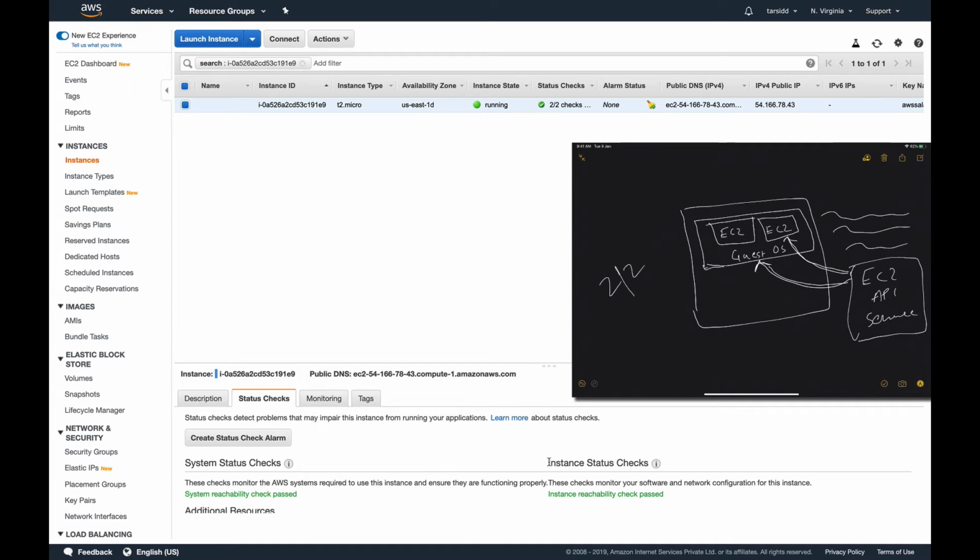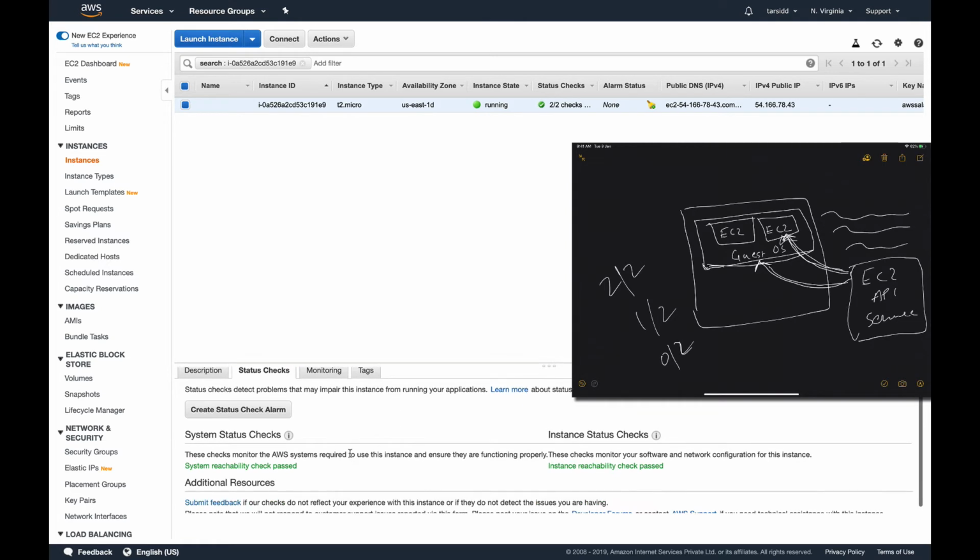If something happens to the guest OS, because this guest OS is also, what we can imagine is a virtual machine, one of your checks would fail. And if something happens to your EC2 instance, both of your checks would fail. So this is what your status checks basically are.